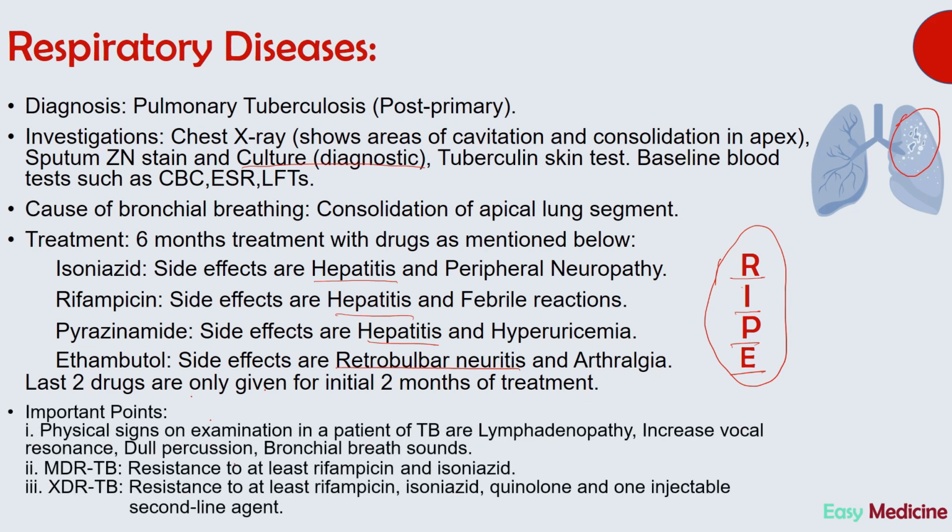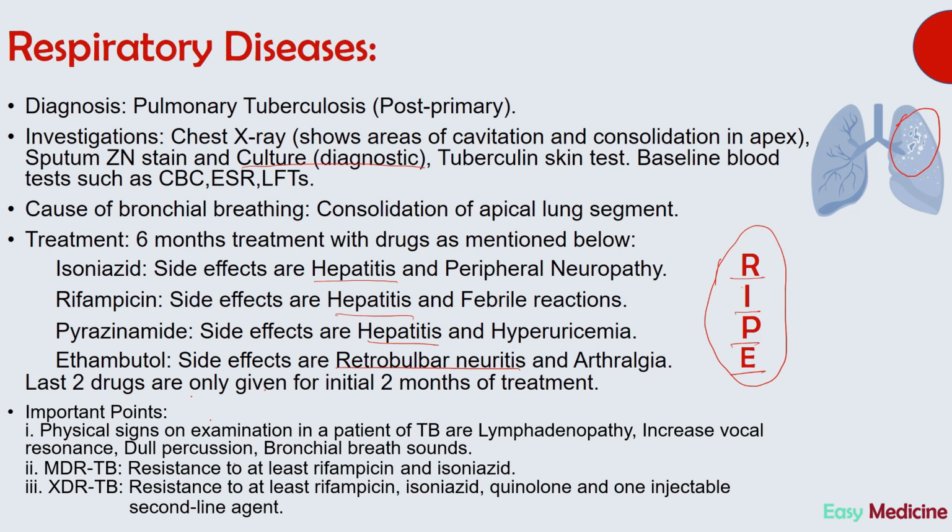As we know, TB is very prevalent in Asia, which makes it really important for examinations. So some important points to remember about TB are that physical findings on examination in a patient of TB are lymphadenopathy, increased vocal resonance, dull percussion, and bronchial breath sounds.